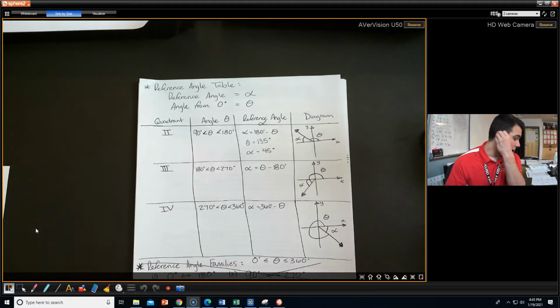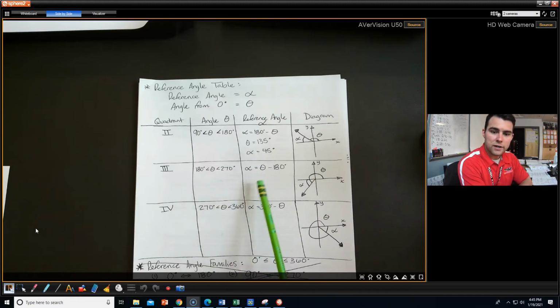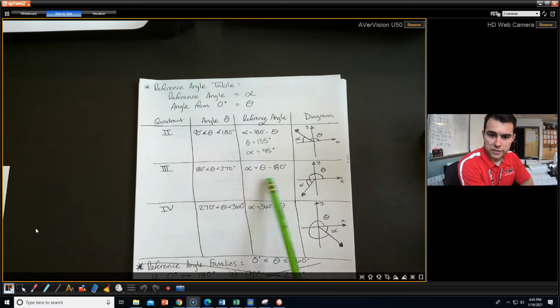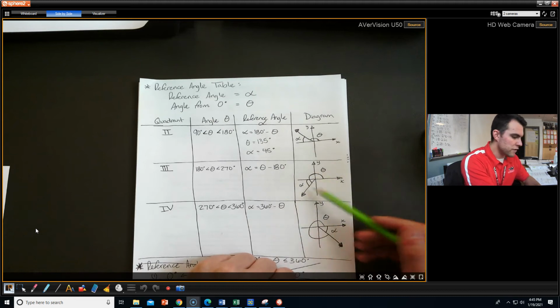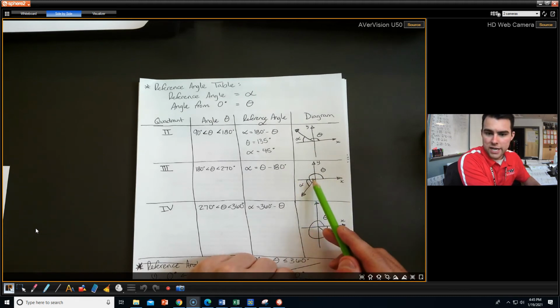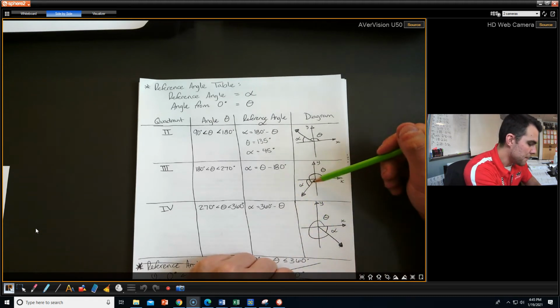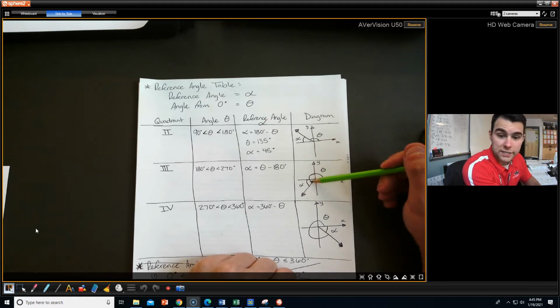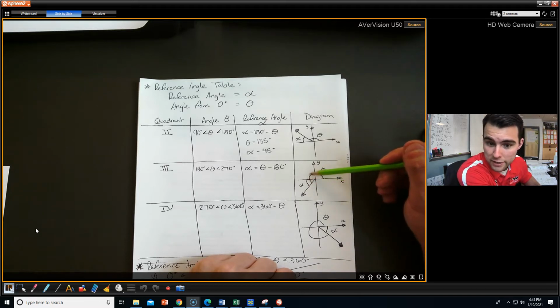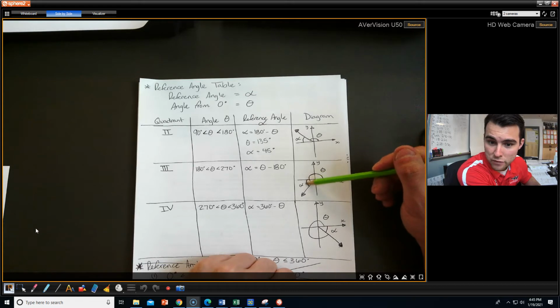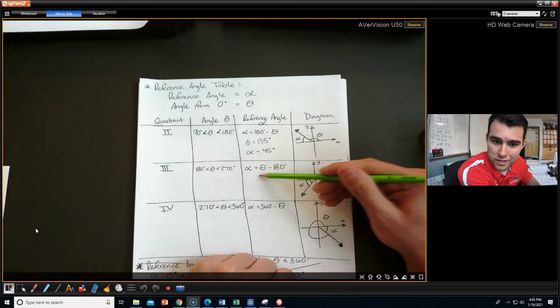Okay. Moving on to quadrant 3, kind of the same idea. The most important part here is how to get this reference angle. Remember, it's measured from the terminal side to the x-axis. So if I'm doing that, I want to take whatever theta this is, and then I want to subtract the 180 degrees measurement, and I'll be left over with my alpha, my reference angle, and that's what the math is doing right here.